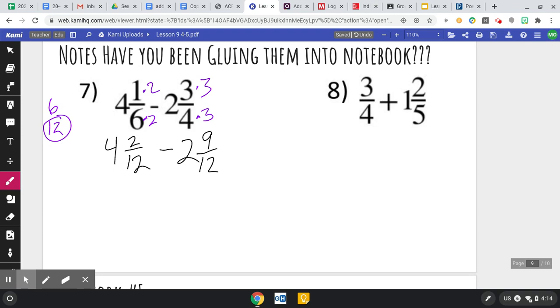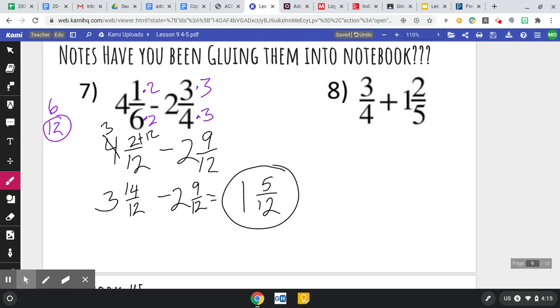You know what? I think I messed up that other one. So we got to regroup. We're going to change this to a 3 and add 12. So 3 and 14 twelfths minus 2 and 9 twelfths. Okay, so now I have 14 minus 9 is 5, and then keep your twelfths. And 3 minus 2 is 1.